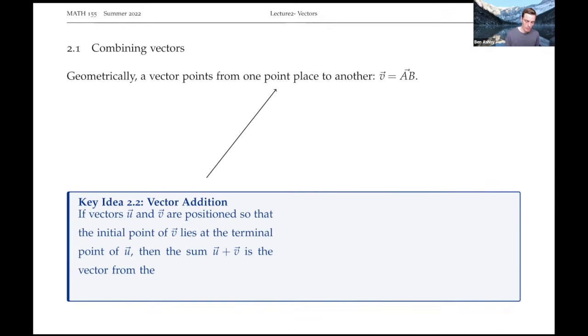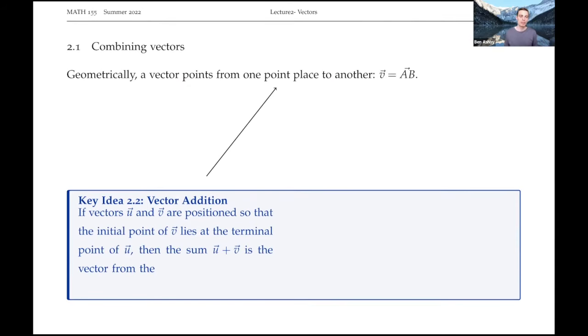Okay, so the first thing we're going to talk about is how we combine vectors. When we think about a vector in some space, what it's really doing is going from one point to another. So if we have some vector v joining points A and B, it could describe this change here from point A to point B, where A is our initial point, sometimes referred to as the anchor, and point B is our terminal point, or head.